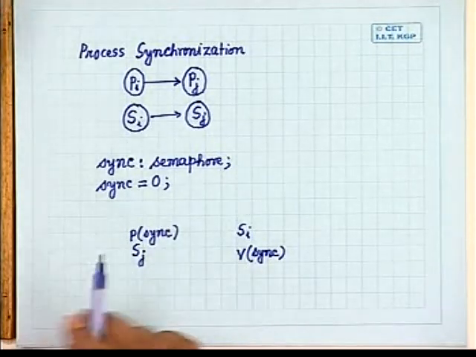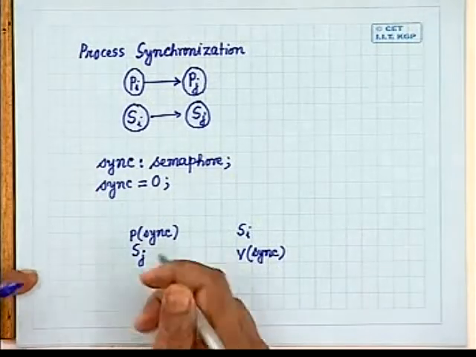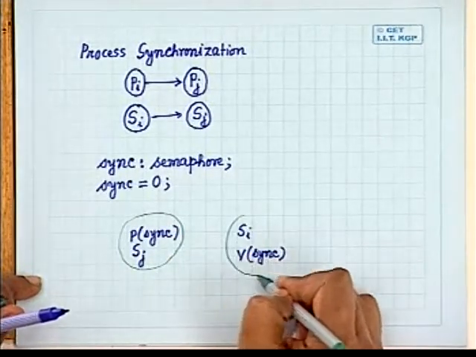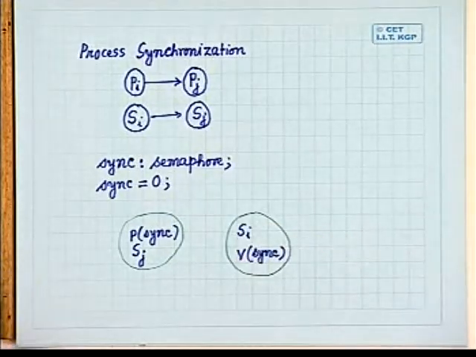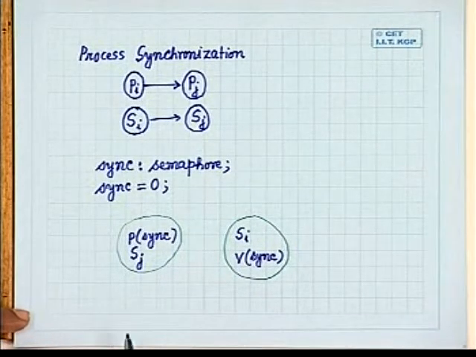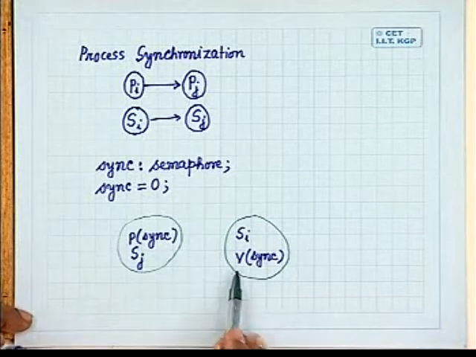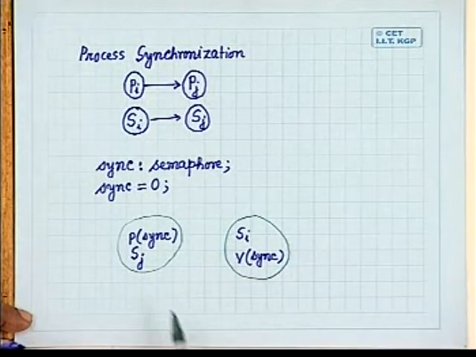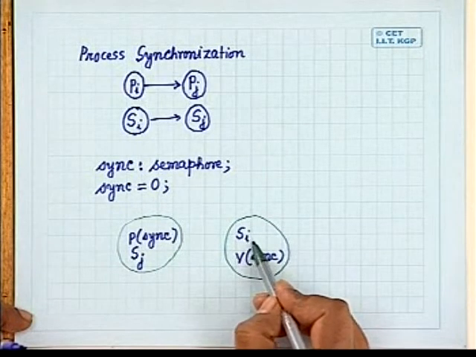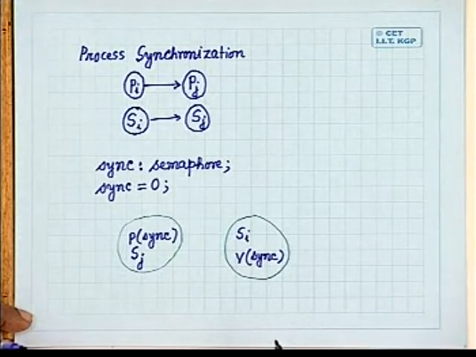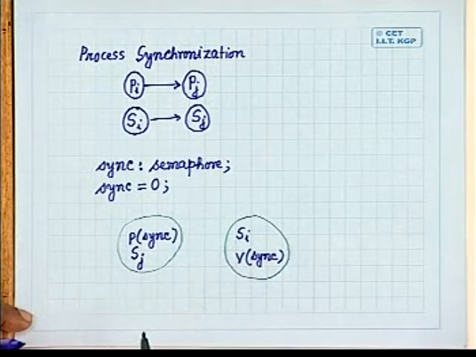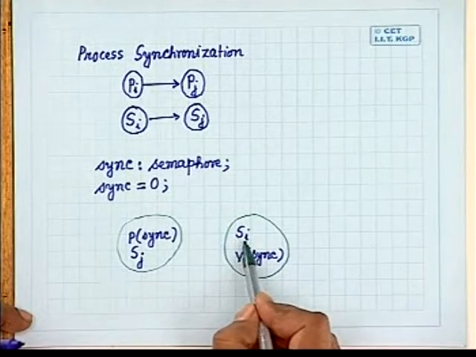This part may be executed by one process. This may be part of one process. This may be part of another process. These two processes can run concurrently. But these P(sync) and V(sync) statements ensure that even if two processes are running concurrently, this statement Sj cannot be executed before the execution of Si of the other process. So effectively what we have done is, though they are to be executed by two concurrent processes, we have serialized the execution of Si and Sj.